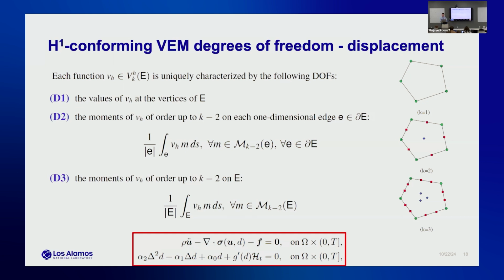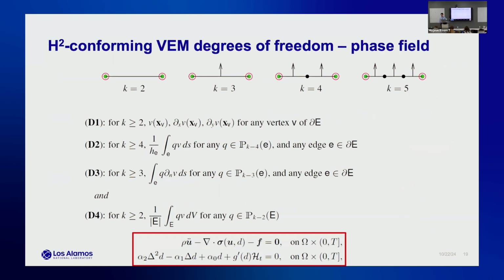This slide I've shown earlier, this is the degrees of freedom we choose for the displacement. This is the classical or the traditional VEM. For the high order, because we have fourth order derivative, we need H2 conforming or C1 continuous element. So we need to constrain the derivative. The minimal polynomial degree is k equals 2. And for k equals 3, we need to constrain the normal direction as well. For k equals 3, we need the degrees of freedom on the edge.